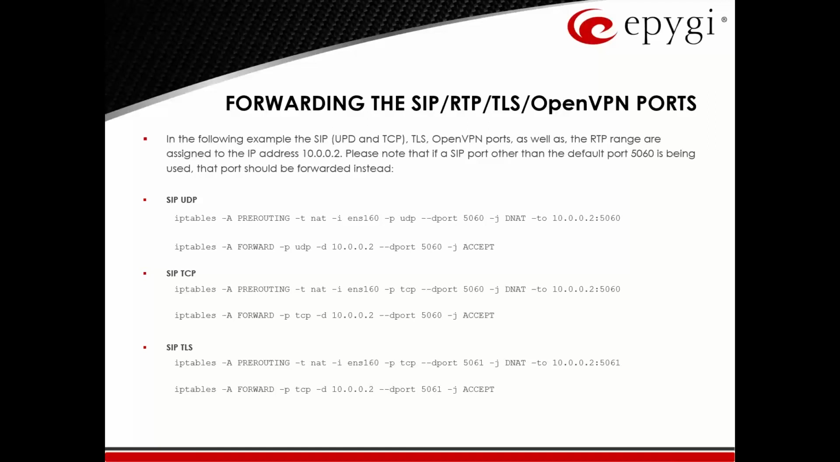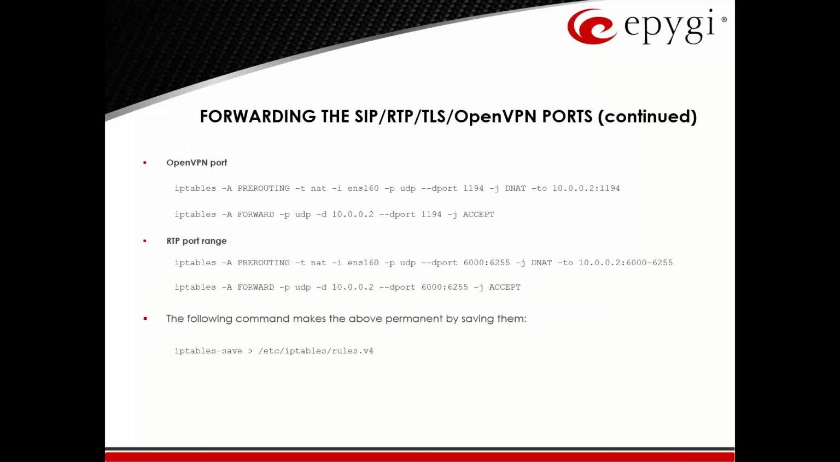These are the iptables commands for SIP UDP, SIP TCP, SIP TLS, and OpenVPN ports and the RTP port range. Lastly, the following command makes the above settings permanent by saving them.